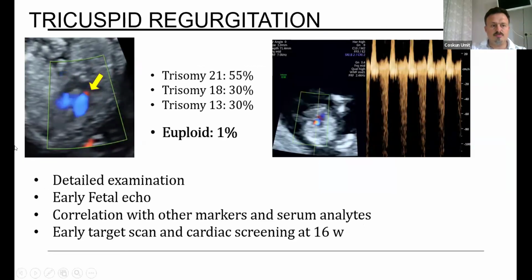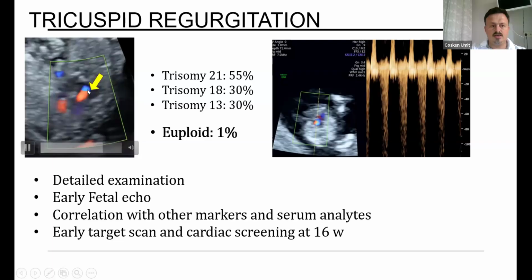Yes, this is a tricuspid regurgitation. It's very important. You can see here the red dot, and here is the pulse wave Doppler. It is also possible in the euploid group, so we should be careful. Sometimes it is an aneuploidy marker, but it is sometimes a transient marker. So we should always correlate them with other markers. And check the heart again at 16 weeks for the early echo and early target scan.